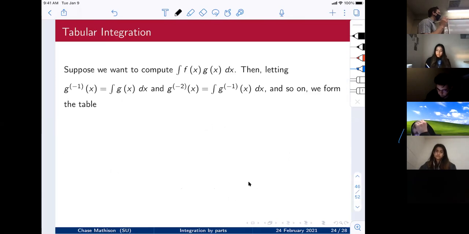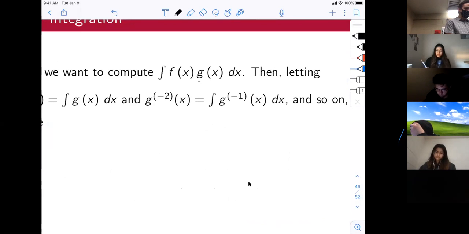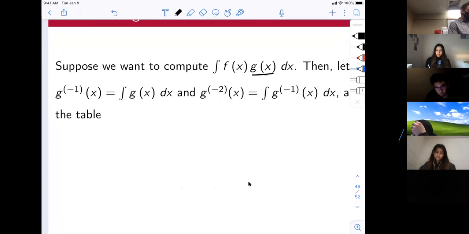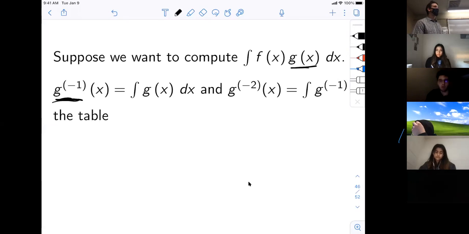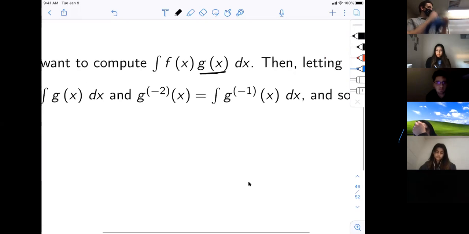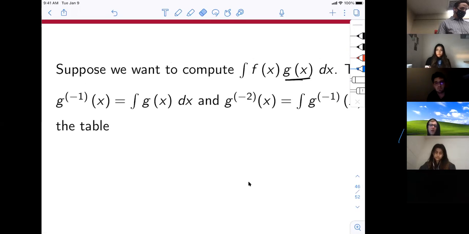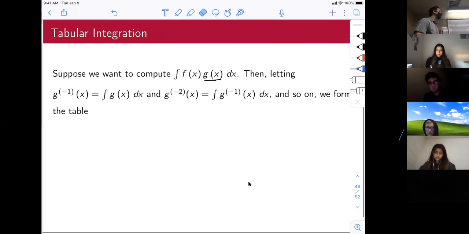Okay, so let's look. This is for a very specific example that I'm about to show you. But suppose we want to compute the integral of f of x times, I don't have g prime of x here, I just have g of x. Then if you call this g to the -1 in parentheses the integral, or the antiderivative of g, and g to the -2 in parentheses the antiderivative of that thing, then you can form the following table.